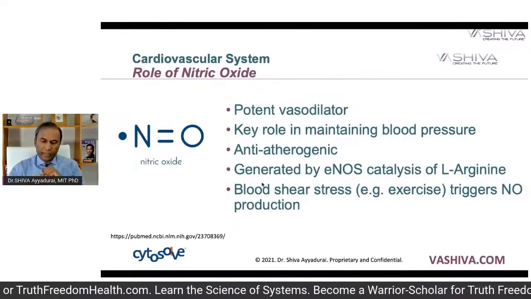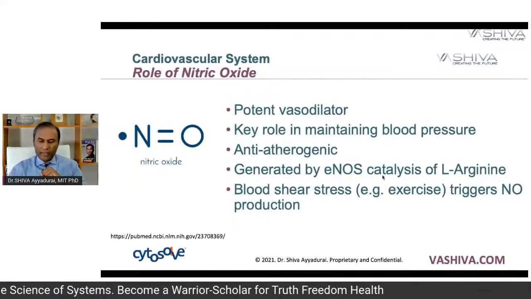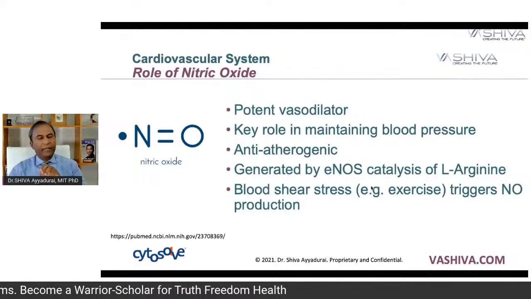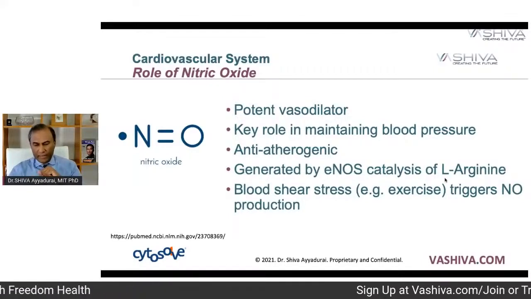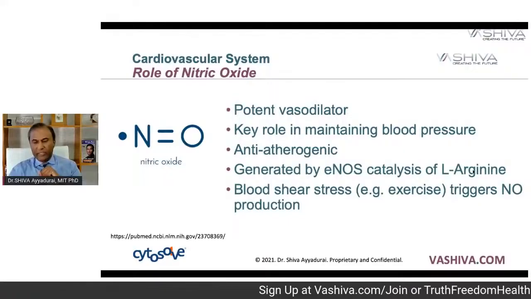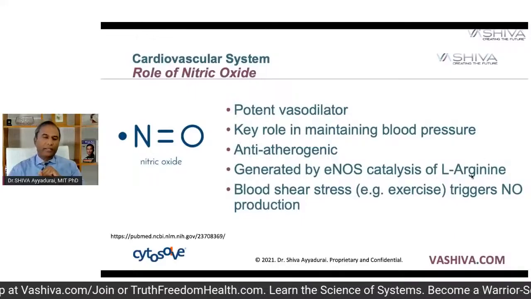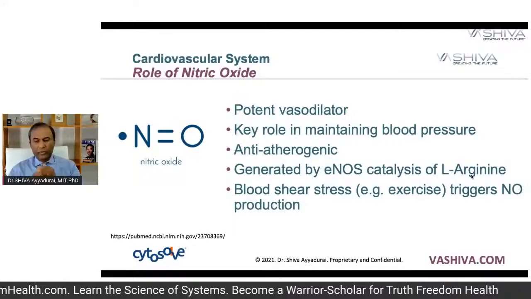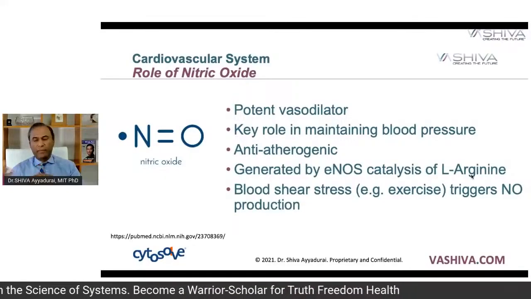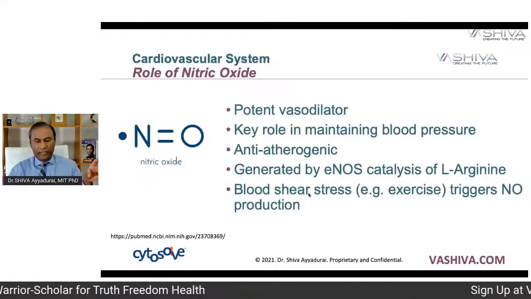But nitric oxide is generated by eNOS, which is an enzyme which catalyzes L-arginine, okay? So nitric oxide is generated by the catalysis of L-arginine. L-arginine is a nutrient, an amino acid that you can get from meat, you can get from various different sources, but when you have L-arginine, eNOS helps convert that to nitric oxide, okay?